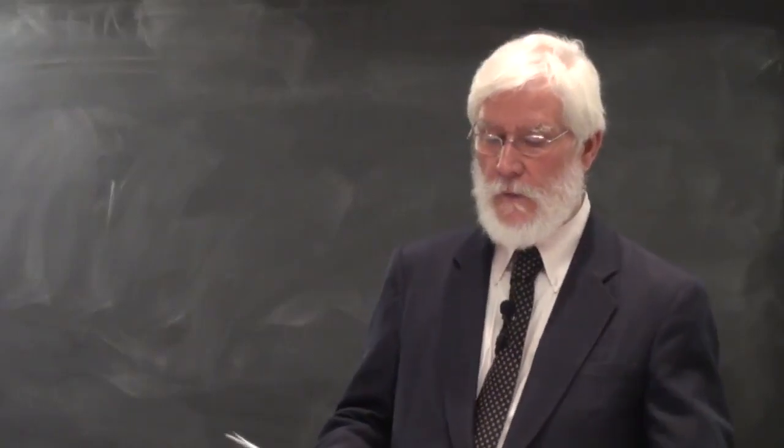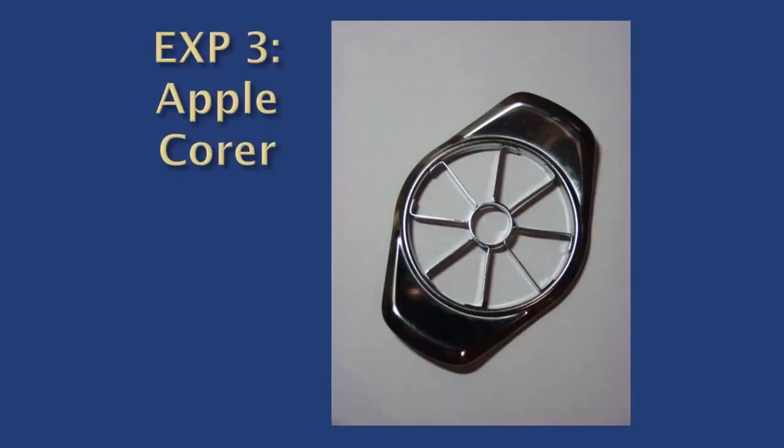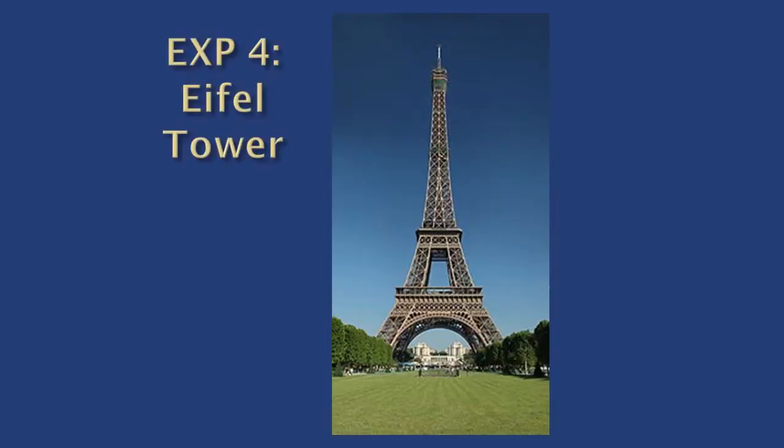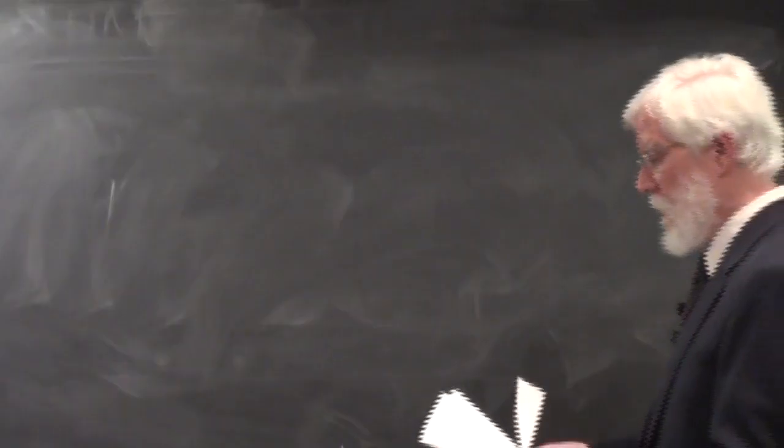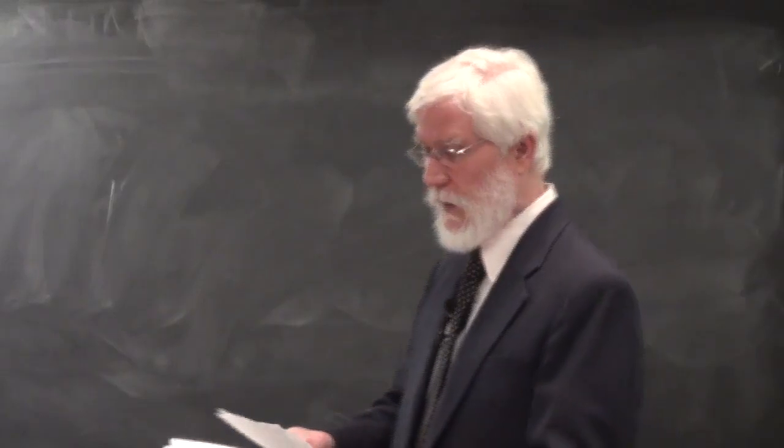Number 3 is what was in the box with the big number 3 on it. An apple core. Okay, number 4, I gave you coordinates. It was the Eiffel Tower. The last thing that was in the red and white striped box was a magnifying glass. Now let's talk about these things a little bit.